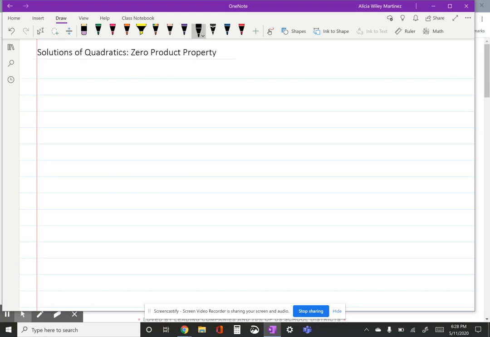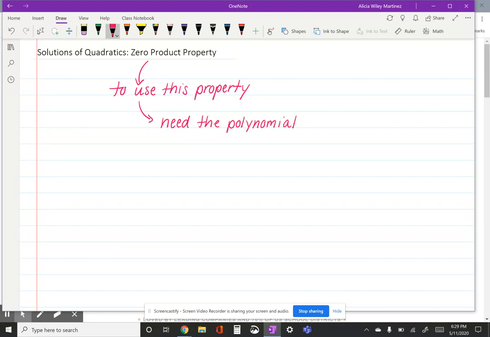Hello everybody, today we're going to be talking more about solutions of quadratics and how to find them. Specifically, we're going to talk about how to find them using the zero product property. In order to use this property, something very important that we need is the polynomial, in our case a quadratic, in what's called factored form.